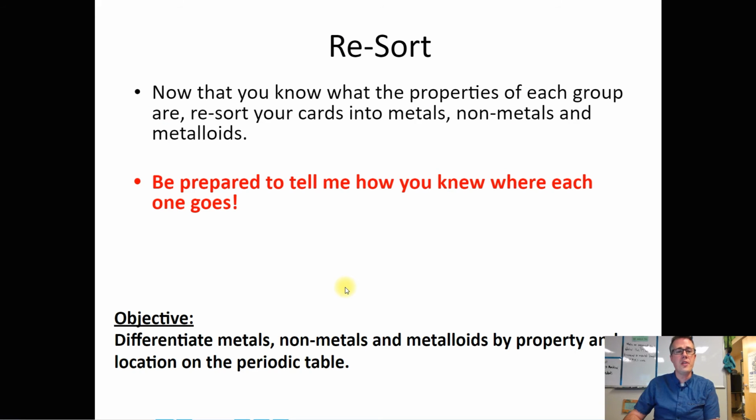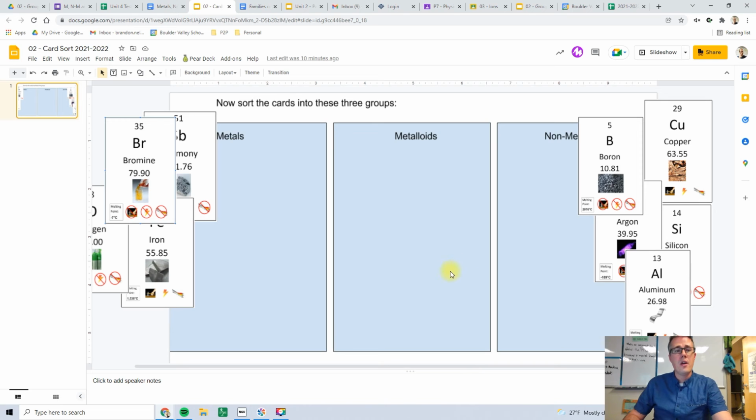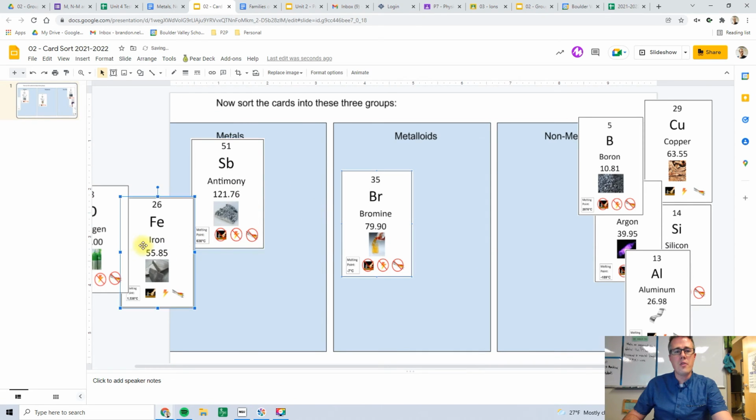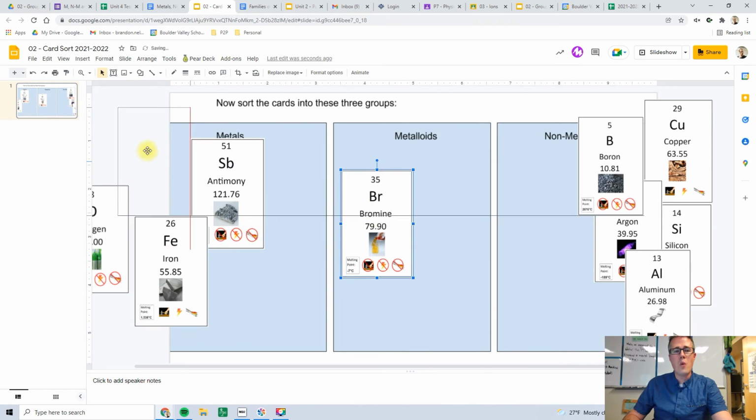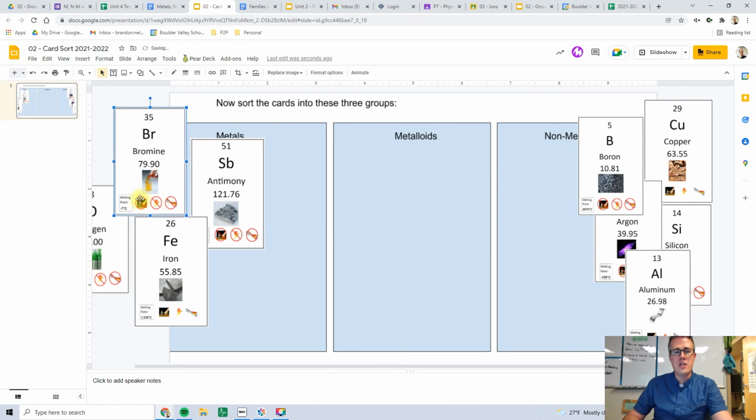In Google Classroom, you will see that there is a Google Slides presentation that has the same cards that you used at the beginning of class. It looks like this. Your job is to go into this slideshow and grab the cards and sort them wherever you think that they belong now that you know about metals, nonmetals, and metalloids. Except here's the challenge. Try to do this without a periodic table. Just use the properties that are on these cards in order to sort. That is going to be the best way for you to practice. Go and do that now.